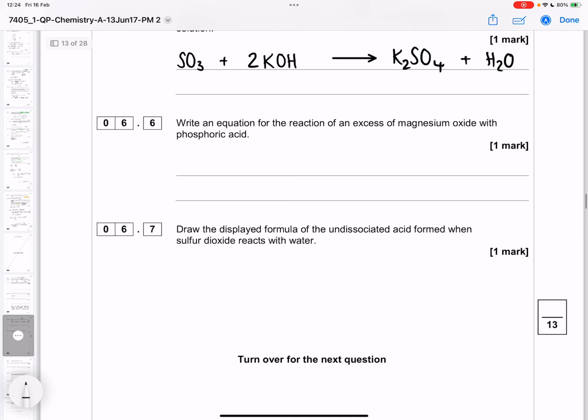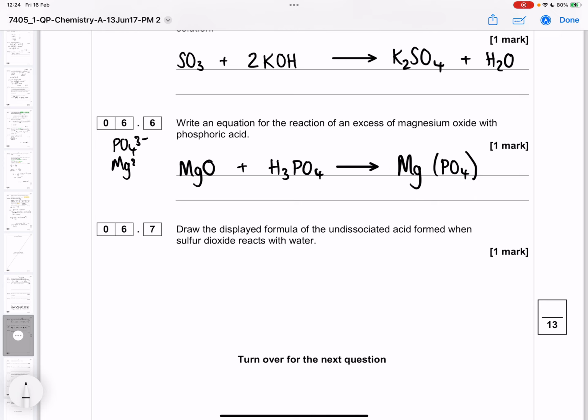Now we've got to do magnesium oxide, that's going to be our base this time, with phosphoric acid, that's going to be our acid. Okay, so the base provides the positive ion, which is going to be Mg 2 plus ions, and the salt negative ions come from the acid, which are going to be PO4. So we've got PO4 3 minus ions from phosphoric acid and Mg 2 plus ions from the base. So we would need 3 magnesium ions for 2 phosphate ions, and then we're going to need some water.